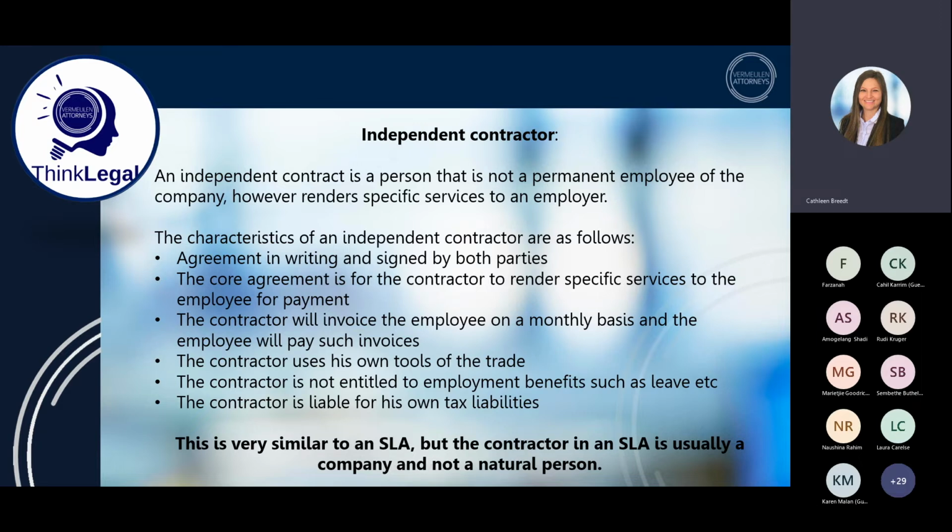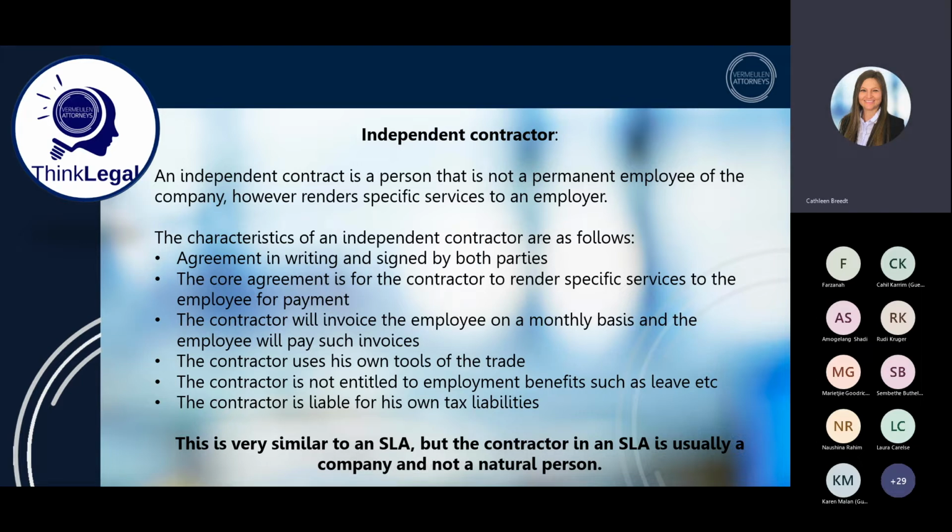Another type of employment, if I can put it that way, agreement is the agreement between the company and an independent contractor. So an independent contractor is a person that is not a permanent employee of the company, however, renders a specific service to the company. So characteristics of an independent contractor are as follows.